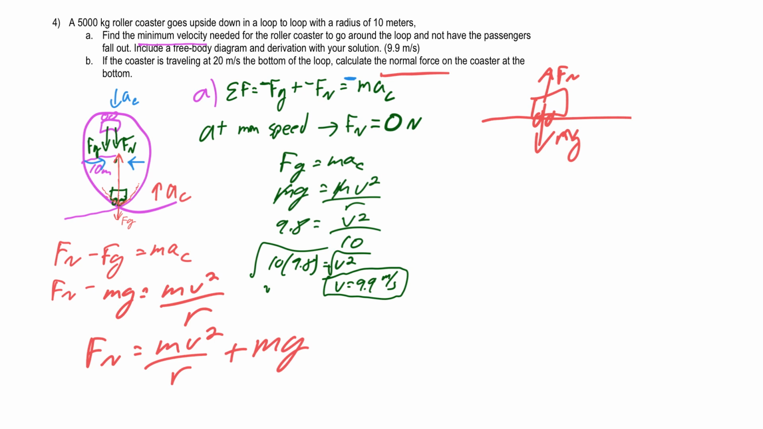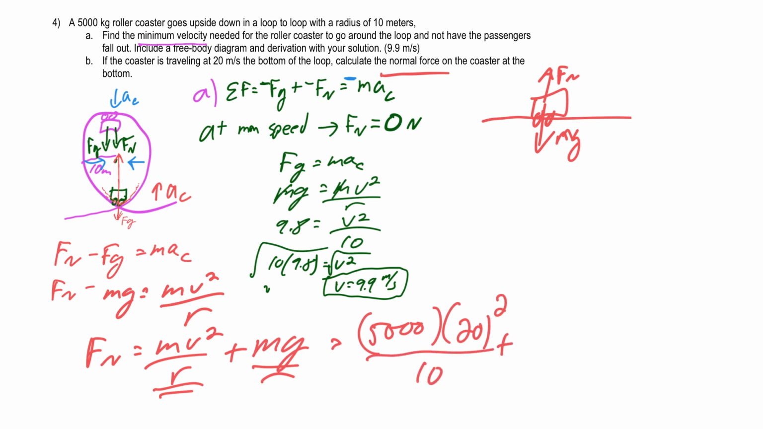But here, we have to consider that centripetal motion. So it's actually going to be greater. The normal force is going to be greater. All right, let's go ahead and solve it. So this is 5,000 times the v at the bottom was 20 divided by the radius of 10 plus 5,000 times good old little g.